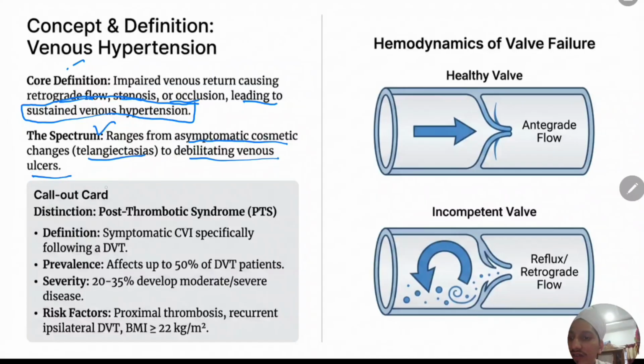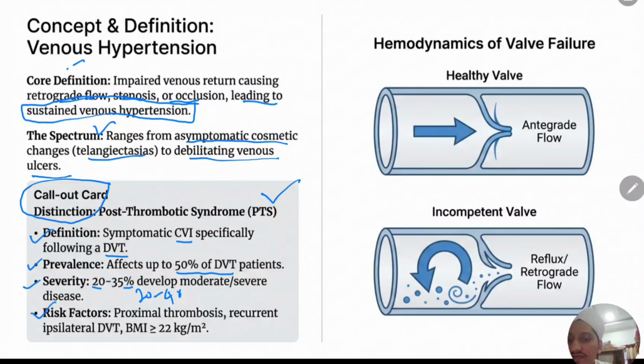One thing to remember here is that you should differentiate it from post-thrombotic syndrome. While the symptoms and signs of post-thrombotic syndrome resemble those of chronic venous insufficiency, they are because of deep venous thrombosis. The definition: symptomatic chronic venous insufficiency following a deep venous thrombosis. What is the prevalence? It affects up to 50% of DVT patients, and approximately 20 to 40% develop moderate to severe disease.